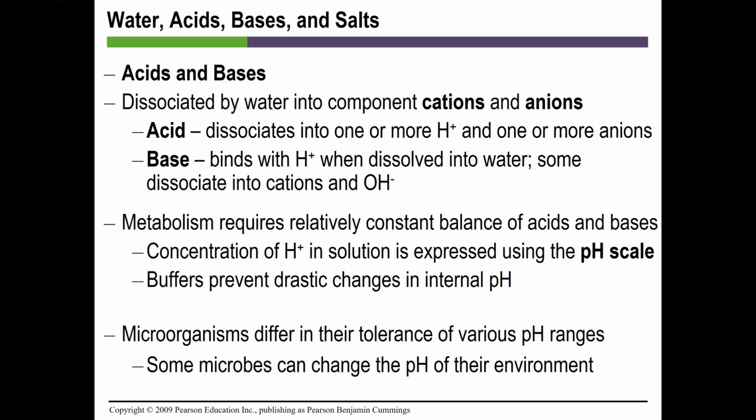When acids and bases dissolve, you have an H+ ion or an OH- ion, and also will have an additional anion or cation. When you think about life, our metabolism requires a relatively constant balance of acid and base because we have to have a relatively narrow pH scale for our particular cell components to work.